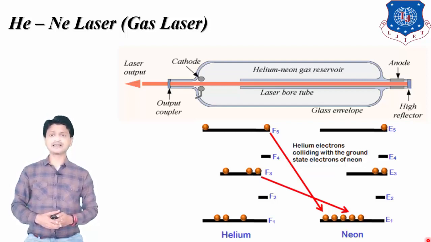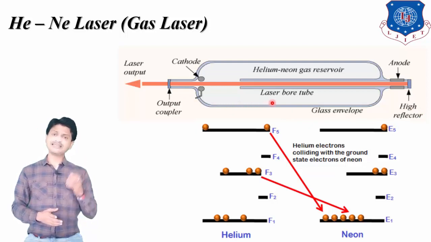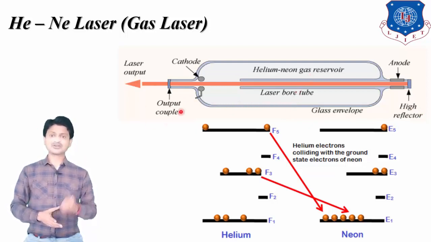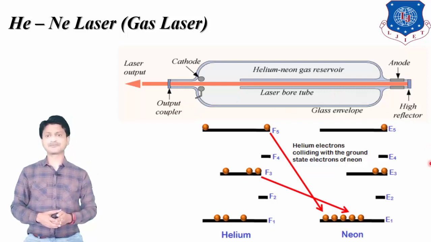Now let's move towards the helium neon laser construction. The helium neon laser consists of three essential components: pump source, gain medium and resonating cavity. We will discuss these three components in detail. Let's start with the pump source.